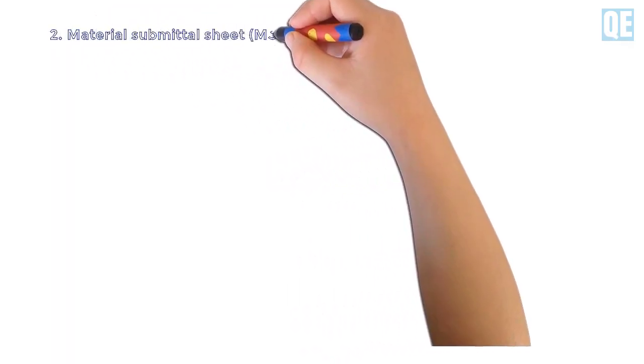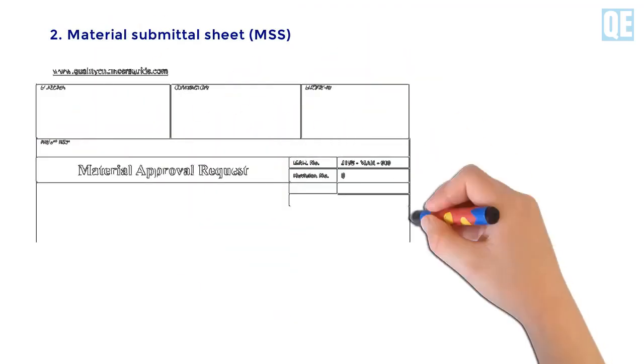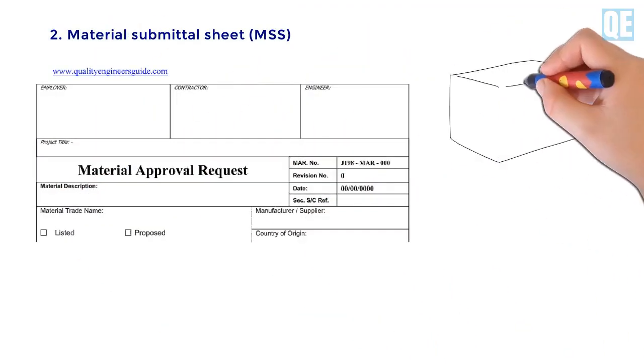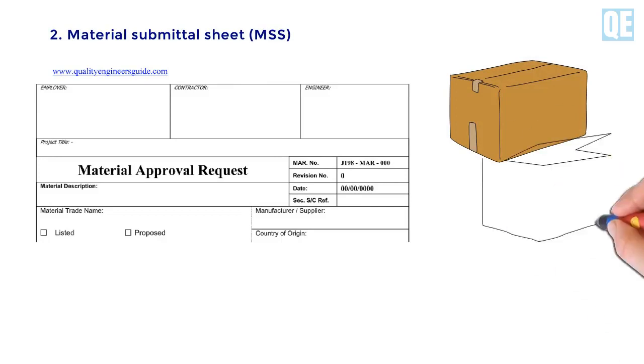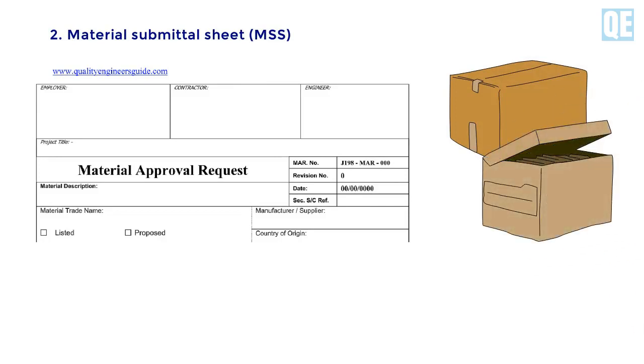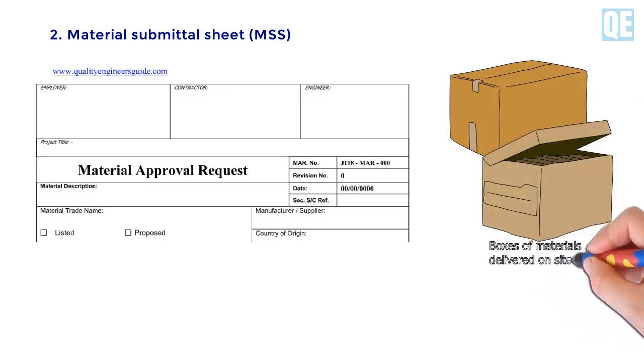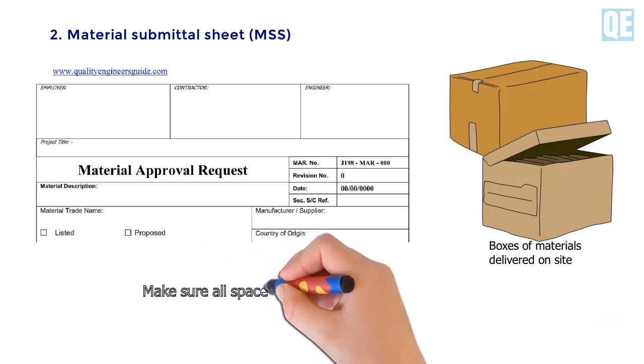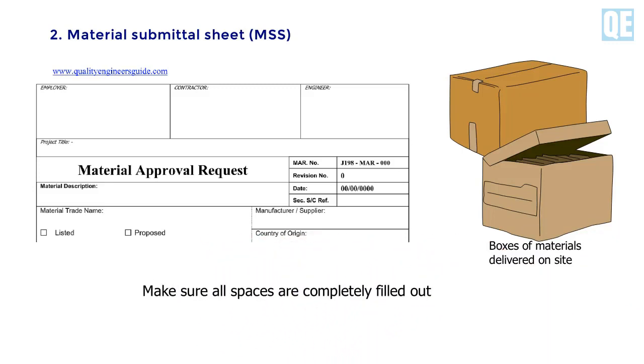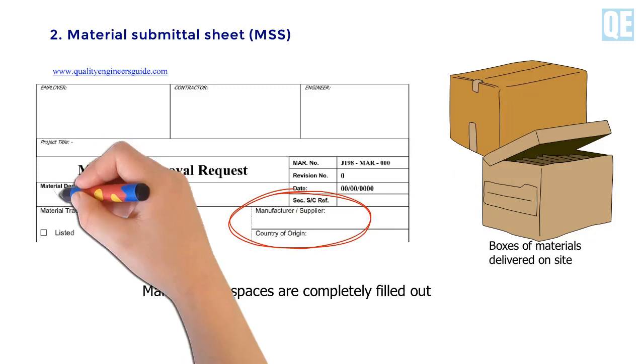2. Material submittal sheet or MSS. This form will use to submit materials for site use. Make sure that required field or spaces to fill out are completely filled with correct descriptions such as supplier, material description, etc.